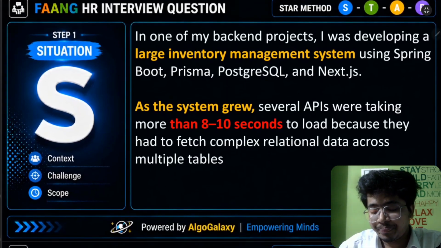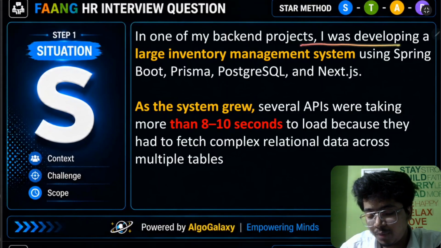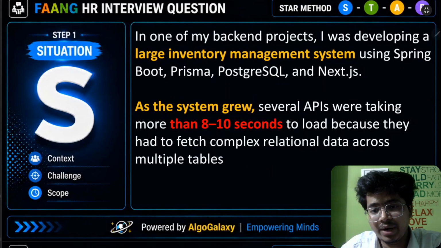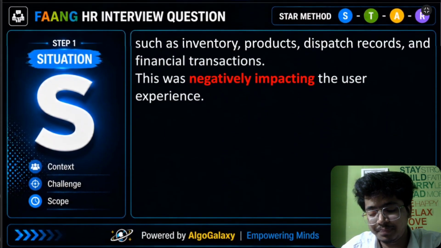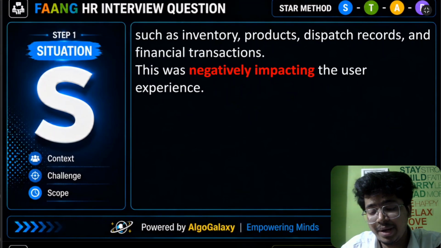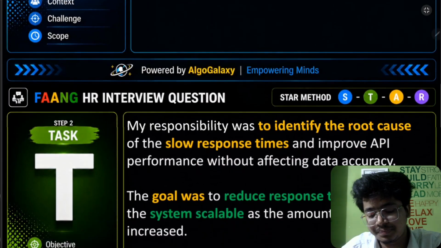So in one of my backend projects, I was developing a large inventory management system using Spring Boot, Prisma, PostgreSQL, Next.js. As the system grew, several APIs were taking more than 8 to 10 seconds to load because they had to fetch complex relational data across multiple tables, such as inventory products, dispatch records, and financial transactions. So this was the situation. This was negatively impacting the user experience.